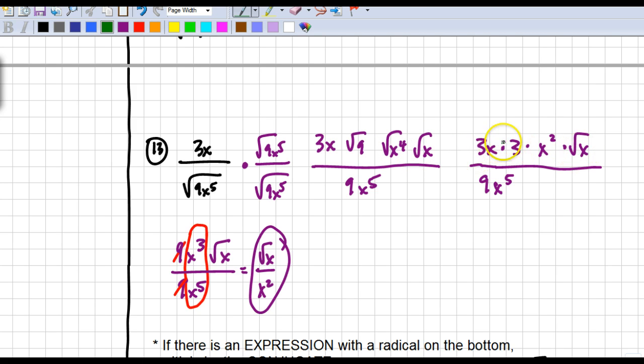The 3 and the 3 here turn into a 9, but that 9 is going to cancel out the 9 on the bottom. The x and the x squared turns into an x cubed. The x cubed is going to simplify with the x to the 5th, leaving an x squared on the bottom. We still have a radical x on the top, and so radical x over x squared is our final answer.